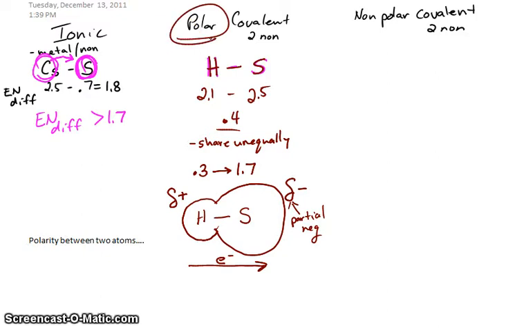The term polar means having poles. So in this molecule, this H and this S bond, the S has a negative end and the H has a positive end, and that's how it has poles. We'll talk more about those poles later.